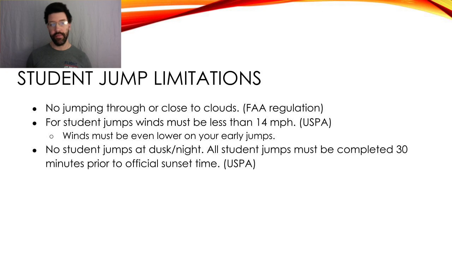And now a reminder on some of the student jump limitations. No jumping can go through clouds or close to clouds, and this is an FAA regulation. The USPA does limit student jumps to winds of 14 miles per hour or less. Winds have to be even lower than that on your early jumps. This 14 mile per hour limitation is the most students can jump in, but for your early jumps we may scale it back a little bit more. No student jumps are allowed at dusk or night. All student jumps must be completed 30 minutes prior to the official sunset time.